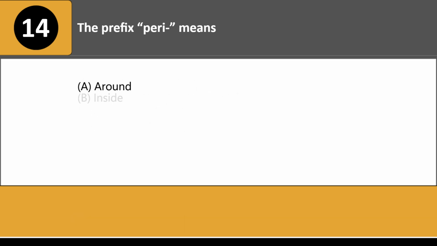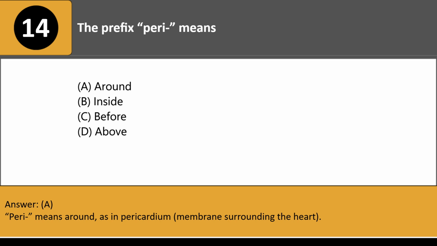The prefix peri- means A. Around, B. Inside, C. Before, D. Above. Answer A. Peri- means around, as in pericardium, membrane surrounding the heart.